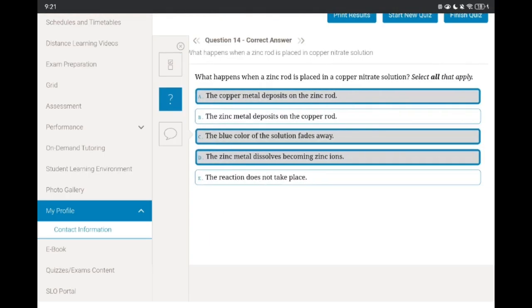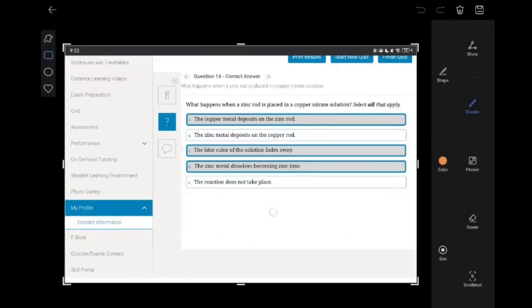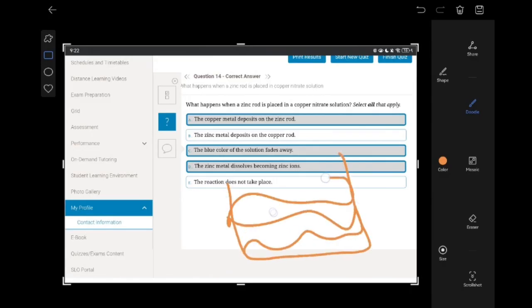What happens when a zinc rod is placed in a copper nitrate solution? So they're basically just asking which one is more reactive. This is the main point of the question. Which one is more reactive? So you have a cup full of copper nitrate. You put down a zinc rod. What happens? Which one is more reactive?